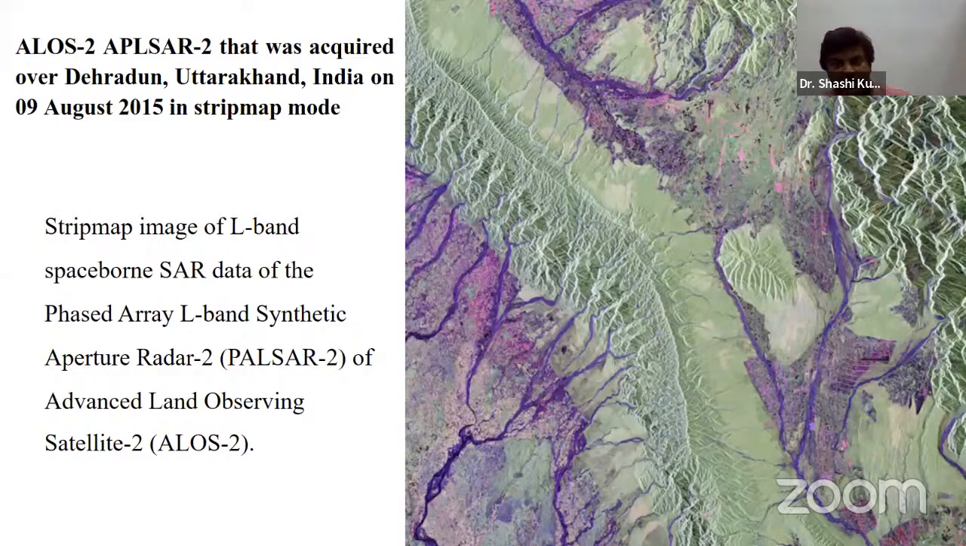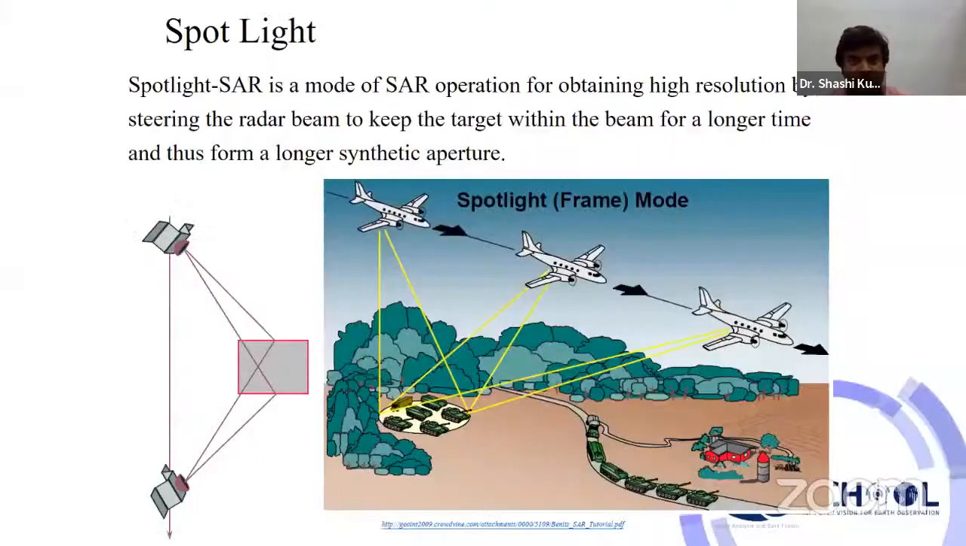Generally, a quad pole data set is the data set which will have all the four polarimetric combinations. The data set is generally acquired in strip map mode. Now, we have seen that in scansar mode, it will have very large swath but coarser spatial resolution. In strip map mode, moderate swath and moderate spatial resolution. Now we are coming to the spotlight mode.